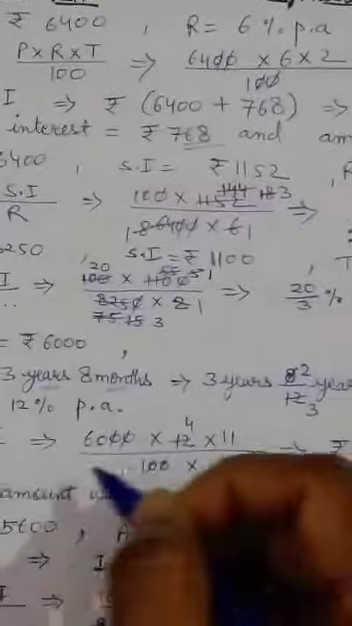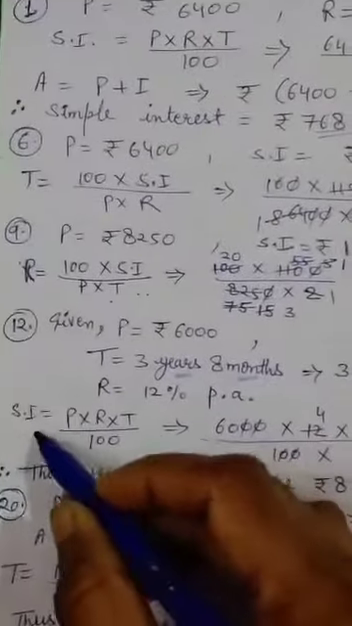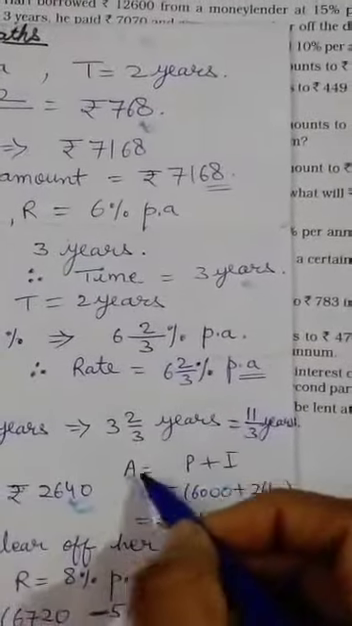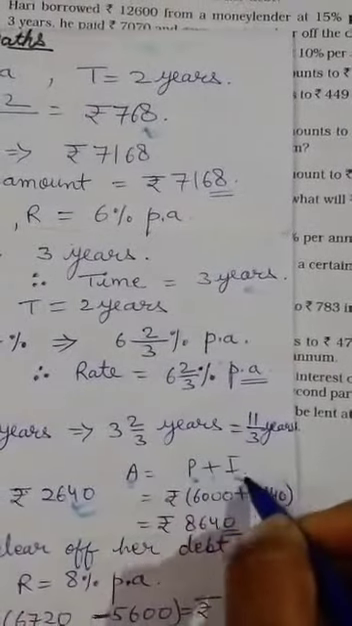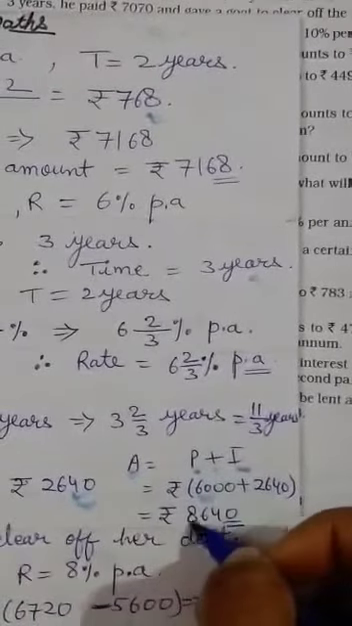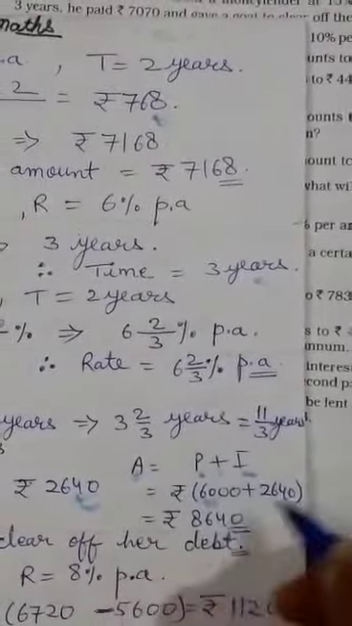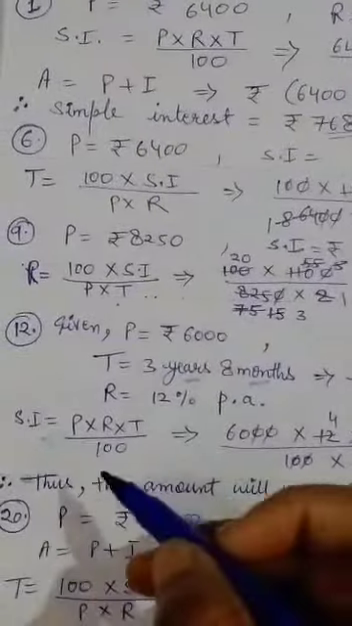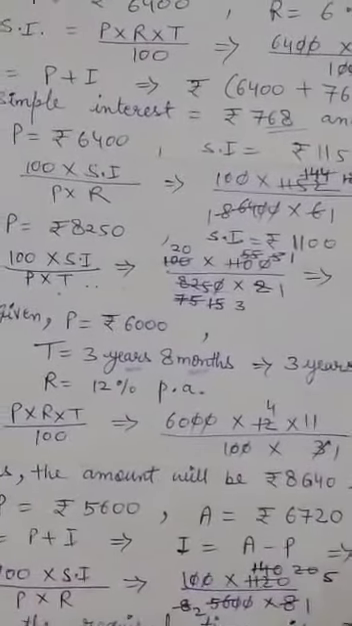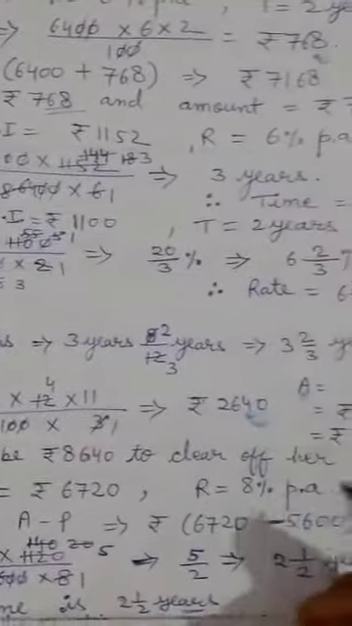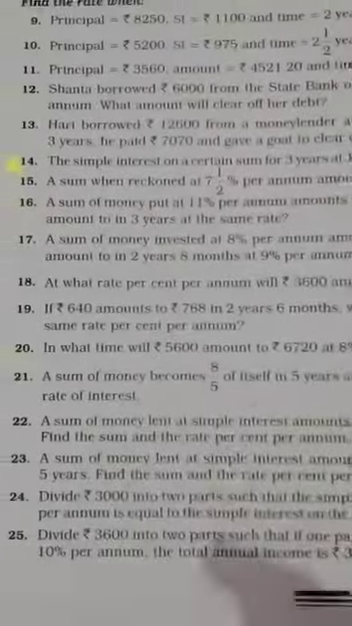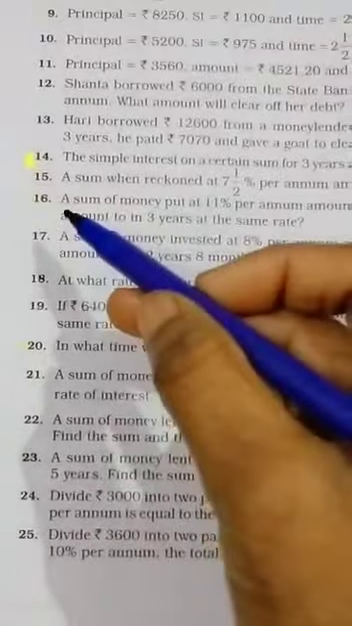What is this? This is an interest. Now we have to find the amount. Formula is principal plus interest. Principal is given. Interest we have to find. Add it. You will get rupees 8,640. At last, you have to write: thus the amount will be rupees 8,640 to clear off her debt. This is your final answer. Next question I am going to take is 16.